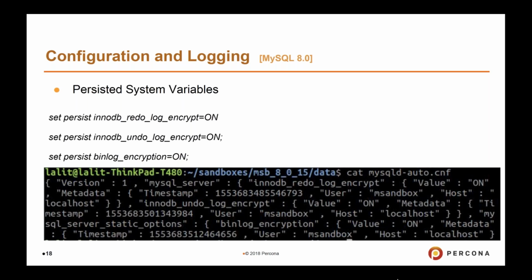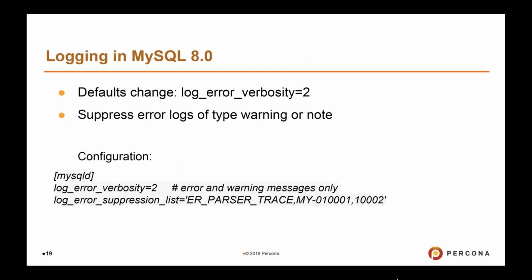Next, please. You can find this file, mysqld-auto.cnf, in your data directory. Logging: this thing is changed. Earlier in 5.7, you would see the warnings, notes and errors, everything. That thing is changed.